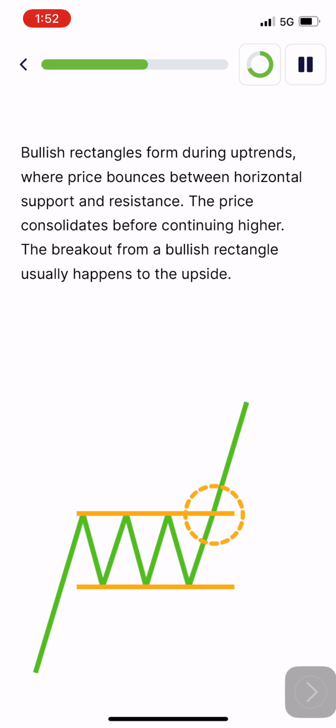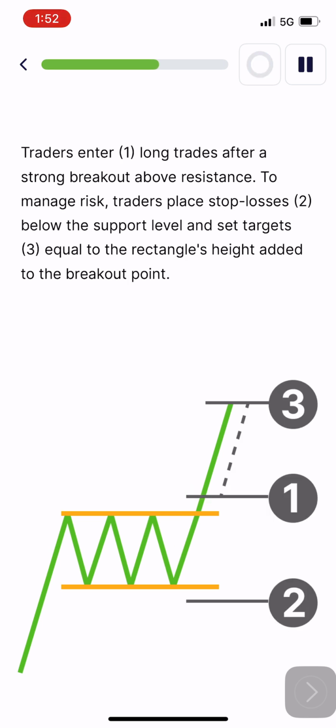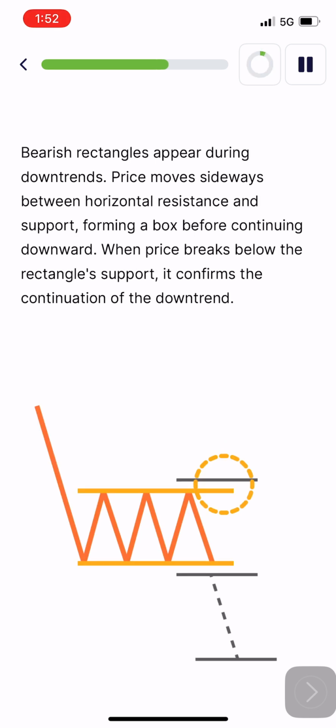The breakout from a bullish rectangle usually happens to the upside. Traders enter long trades after a strong breakout above resistance. To manage risk, traders place stop losses below the support level and set targets equal to the rectangle's height added to the breakout point. Bearish rectangles appear during downtrends.